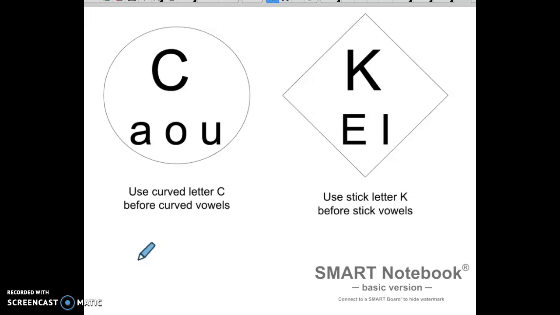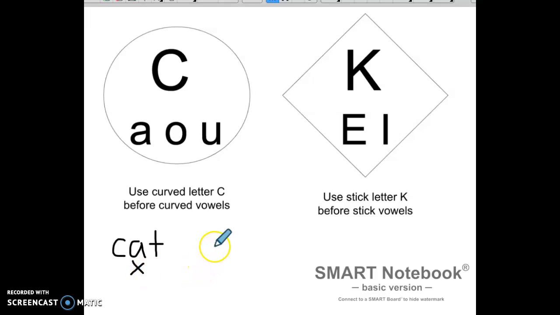If you are ready to check your words, I'm going to go ahead and write them here. So you should have written cat with a C because it has an ah sound. So A is a curved letter, so you would use C. And you would also mark that vowel with an X.